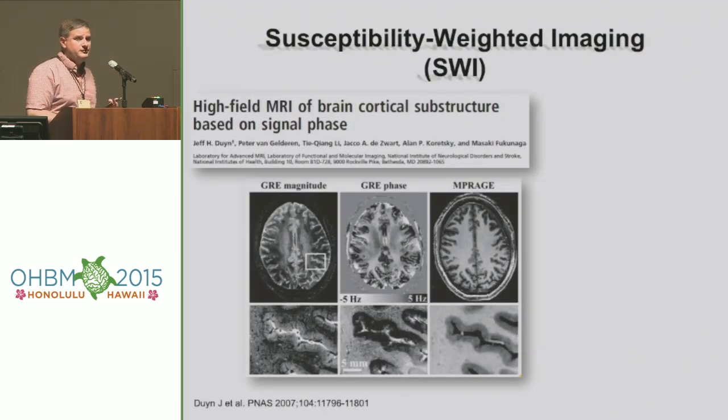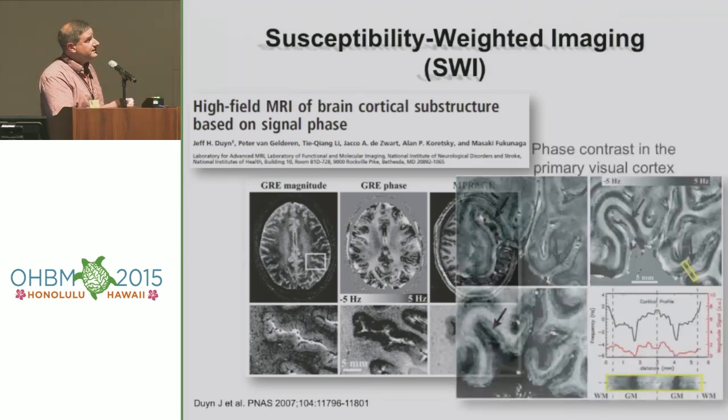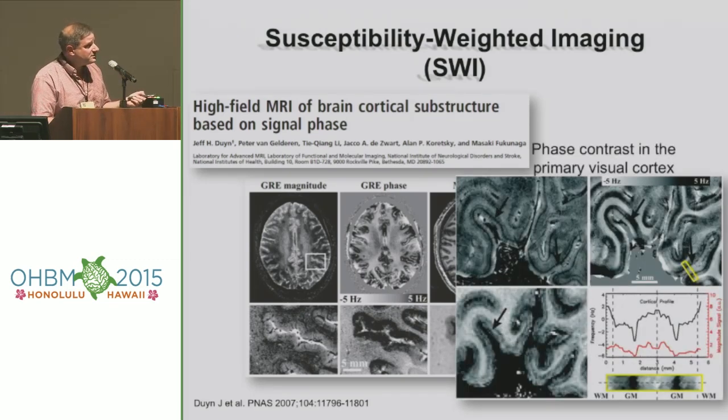Now, when you go into high field, you can start taking advantage of sequences that are more advantageous at high field. For example, SWI, susceptibility weighted images, which take into account the phase information. And Jeff Dunn from NIH did some very cool work with this. He showed that you can extract much more information, to the level of layers, based on the phase information that you can extract from these images. So clearly, by taking advantage of the phase information, you can enhance the contrast or the ability to distinguish between different features in your image.